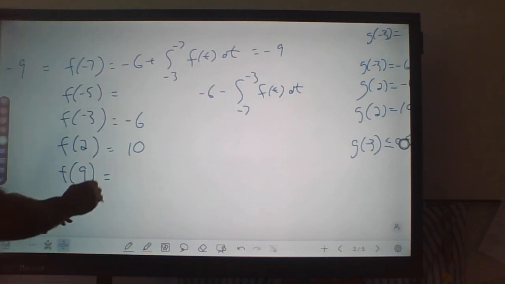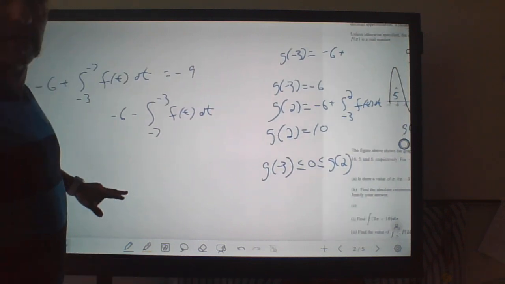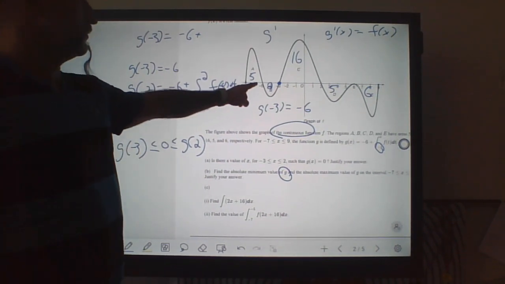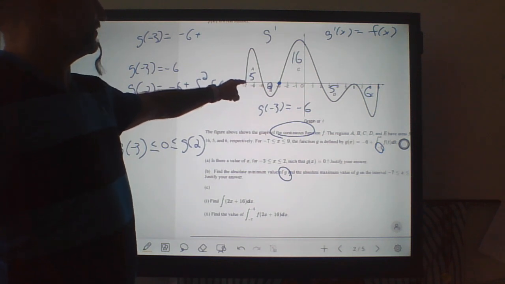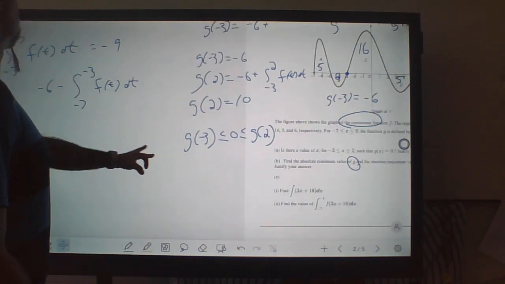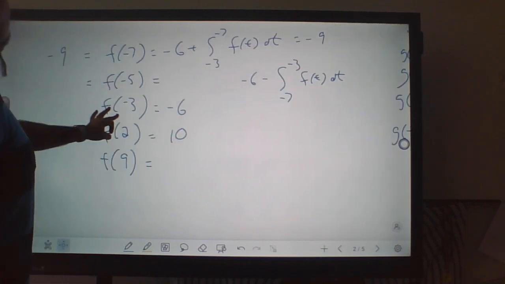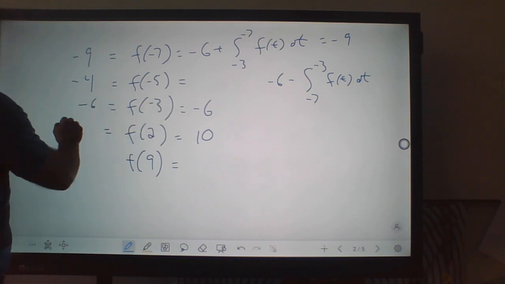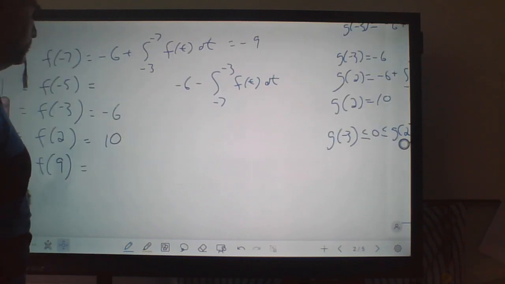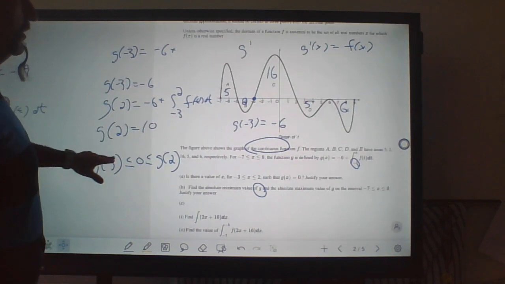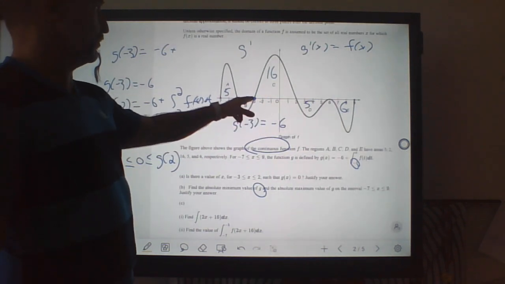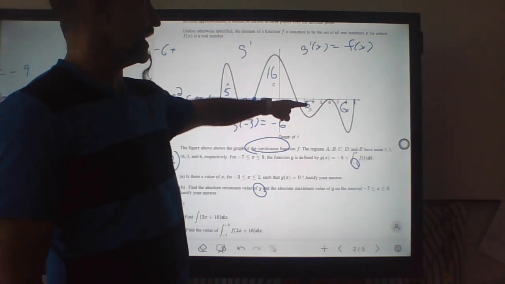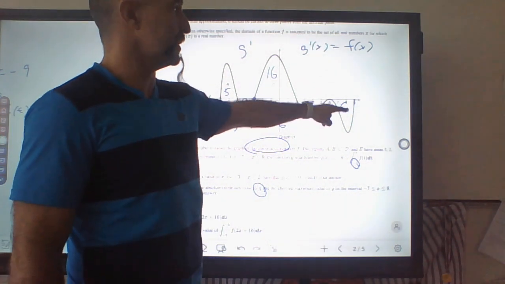g of -5 now. All right, g of -5. So now, if I knew that I was at -9 here, now I'm adding 5. So that's just going to be -4. We already knew we had -6 and 10. And then g of 9. So I'm going to jump here back to g of -3 was -6. Add 16, that's +10. Subtract 5, that's 5. Subtract 6, that's -1.